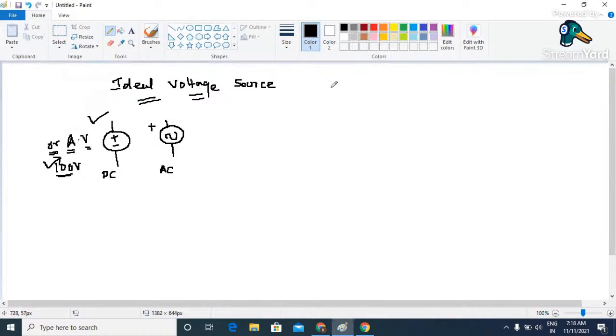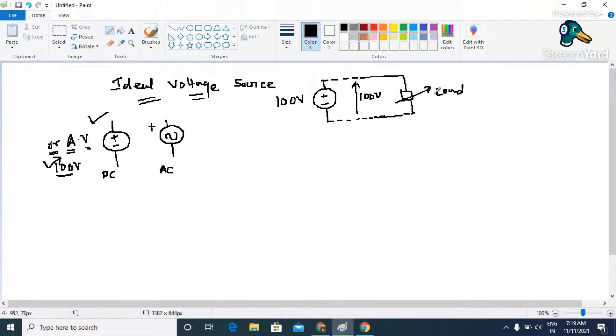For example, let us consider a circuit, and suppose the voltage value of this voltage source is say 100. If this voltage source is of the ideal category, then it is capable of supplying a constant value of 100 volt as an output irrespective of the load connected across it. You can connect any load and vary the load as much as you like, irrespective of the load connected across this voltage source, it is capable of supplying 100 volt continuously. Then this voltage source is called an ideal voltage source.